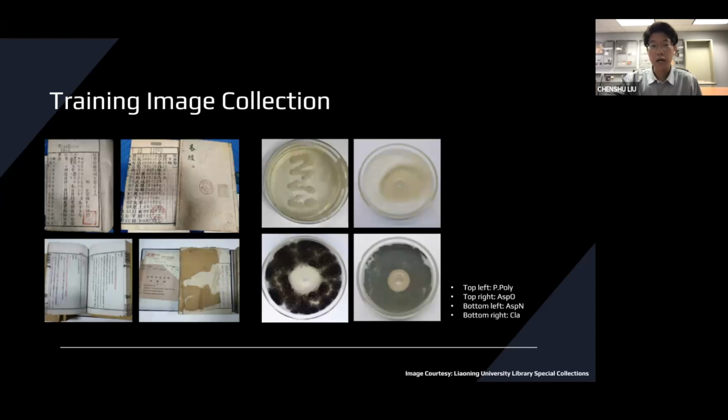So here are the photos that we got. On the left, there are the 4 books that we obtained the microorganism samples from. And then on the right, there are the 4 mold species or microorganism species that we investigated.